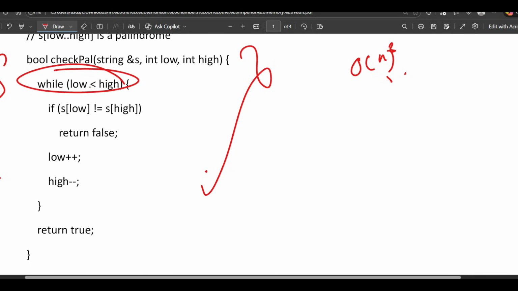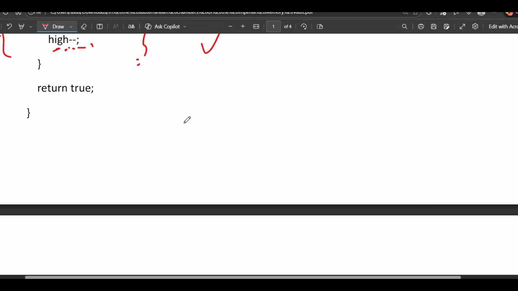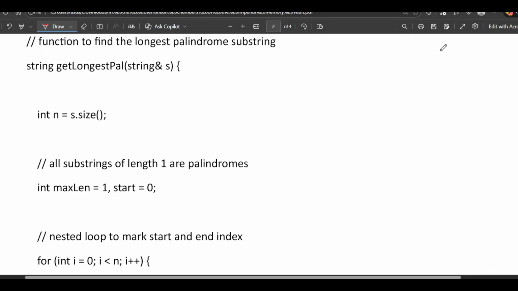We will be running the loop from low to high, checking if every character is the same. If they are not the same, we will be returning false. Otherwise we will be doing low plus plus and high minus minus, right? This way we will be checking the palindromes. I hope you guys already know the approach to find palindromes. This is very easy. Now let's talk about the order of n^3 approach.